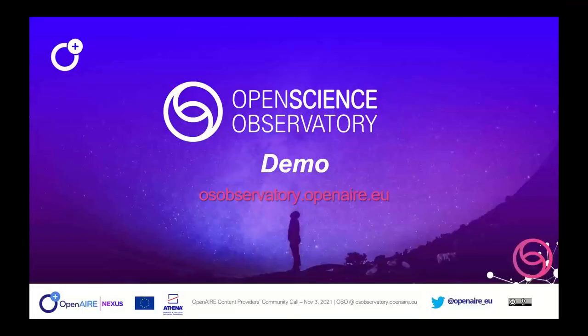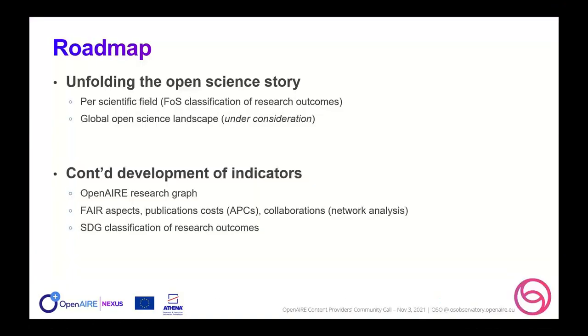Now, in terms of future plans of the observatory, as I said, we want to open it up to the entire world, but the timeline for that is still under consideration. And we're also working on integrating a field of science classifier in the OpenAIRE research graph, which would mean that at least for every publication, it would be possible to assign it to a specific field of science down to a couple of levels. So not just economics, bioeconomics, microeconomics, applied microeconomics, I don't know. Excuse me.